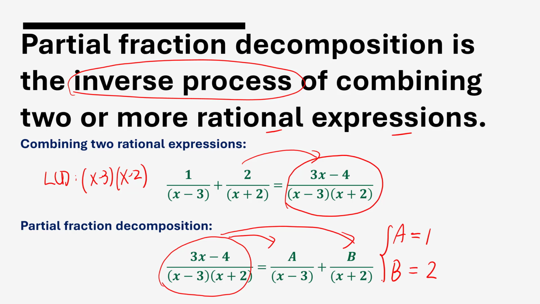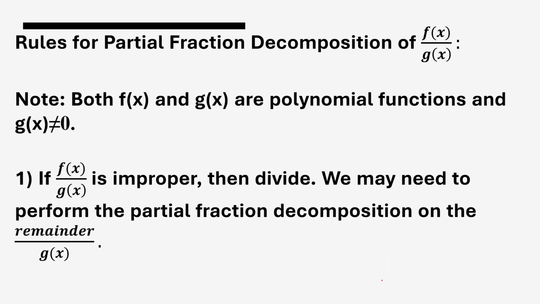Later on, I'm going to show you some examples on how to use the algebra to get to A and B step by step. But before we can do that, let's look at the rules to conduct a partial fraction decomposition. The rule for partial fraction decomposition of f of x over g of x. So we have a rational expression here. And notice that both f of x and g of x are polynomial functions, and that g of x cannot be 0.